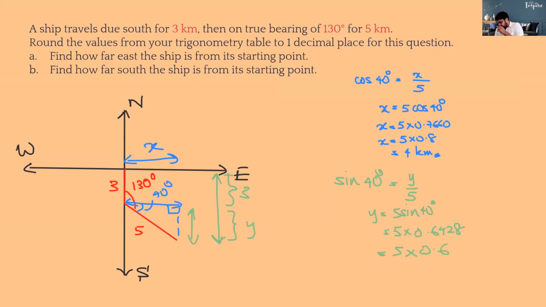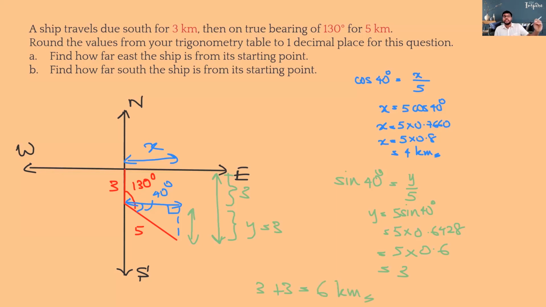So children, 5 times 0.6 gives us 3, if I'm not mistaken. Yes, okay, it gives us 3. Then children, you can see if this is going to be 3, then the total distance south is going to be 3 plus 3, right? That is going to be 6 kilometers south of the original.